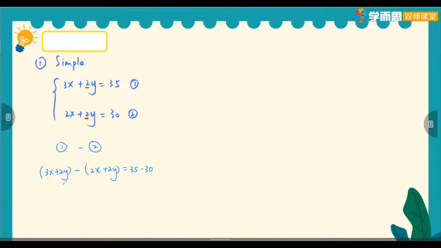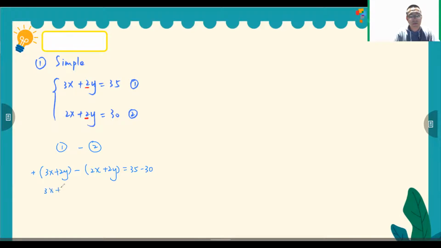Awesome. And then what should we do next? We open the brackets. Let's have a little recap on how to remove brackets. Remember, there is an invisible positive sign in front of the first bracket, so when we remove the brackets we don't need to do anything inside: 3x plus 2y, just write it like this. For the second bracket, because we have a minus sign in front, when we remove the brackets we have to change every sign inside the bracket. So the plus sign will become minus: minus 2x minus 2y, which equals, on the right-hand side, 5.